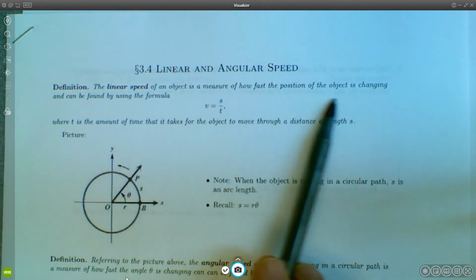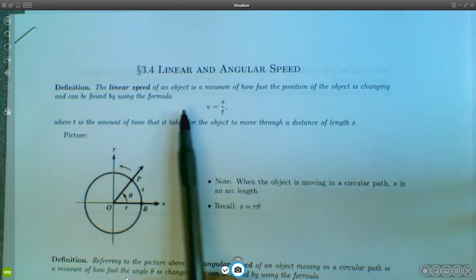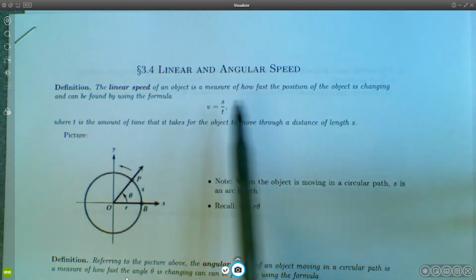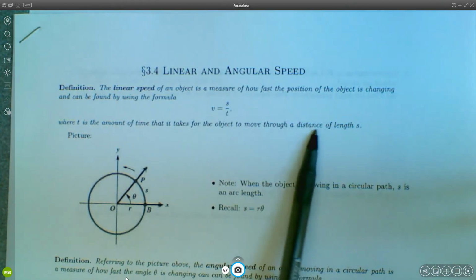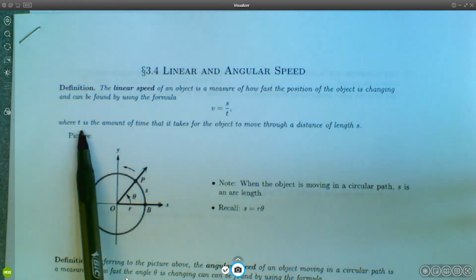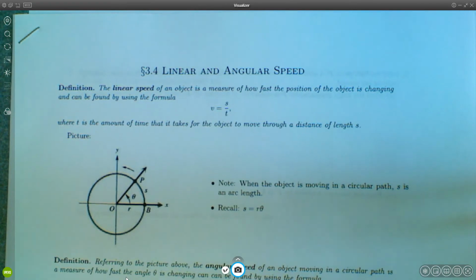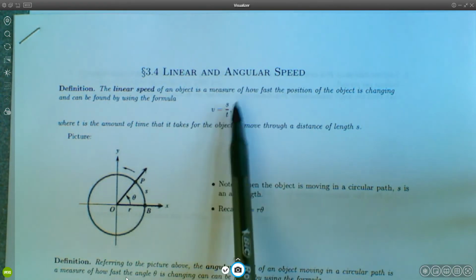of how fast the position of the object is changing, and we can calculate the linear speed. We usually use v for velocity, but v is s over t, where s is the distance through which you've traveled, and t is the amount of time that it took for you to do so. So, you know, if you go 60 miles in 1 hour, then your velocity is 60 miles per hour.